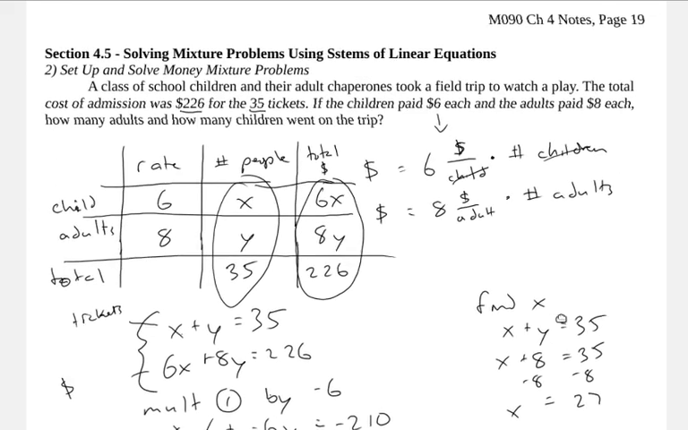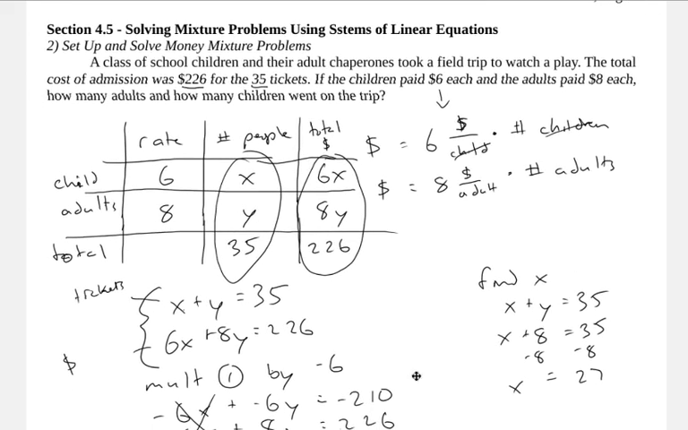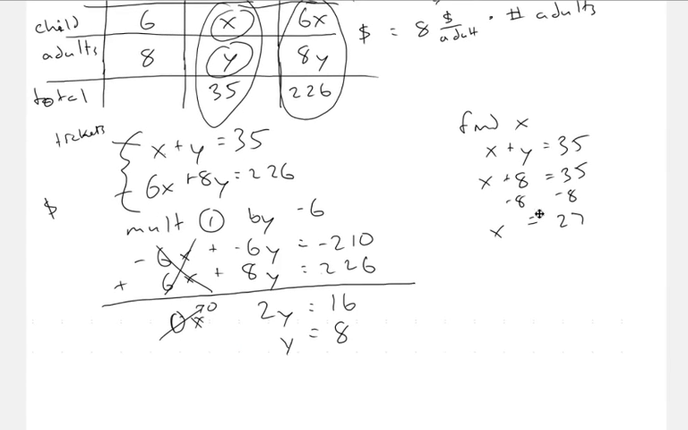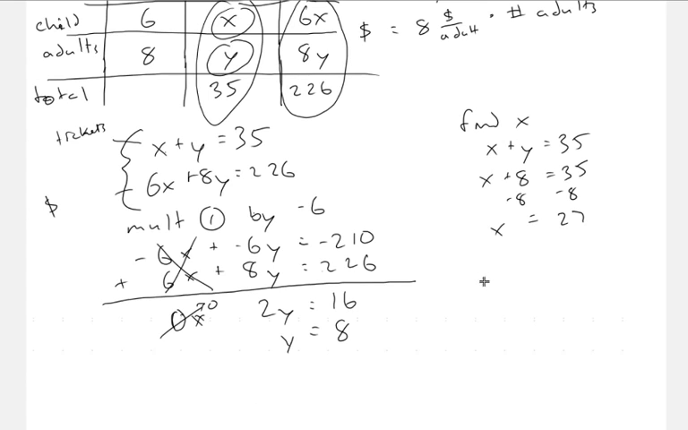Let's go back up here to remind ourselves what x and y stand for. x is the number of children. y is the number of adults. So I'll write that down here. This would be 27 children and 8 adults.